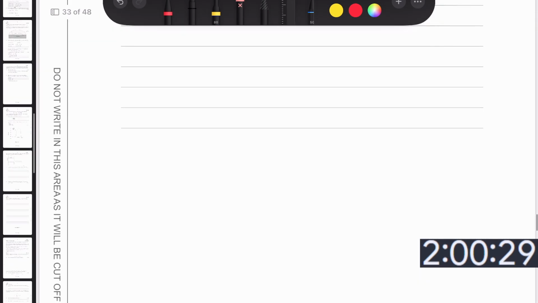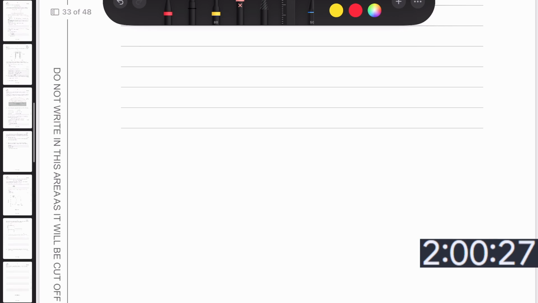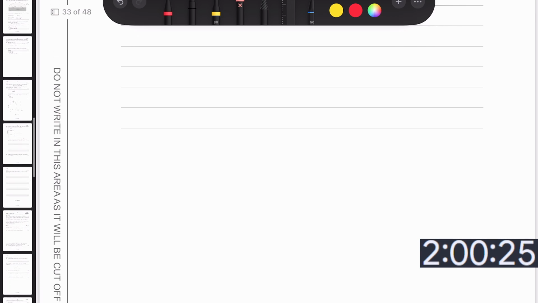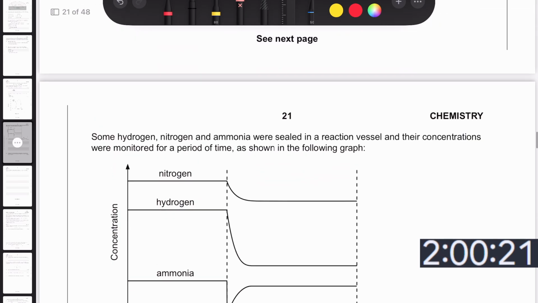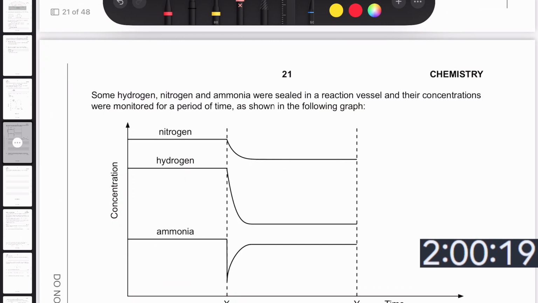It's only 37 pages. Section 3 starts at page 23. Oh, so nearly there. Gonna have 2 hours, Jesus.